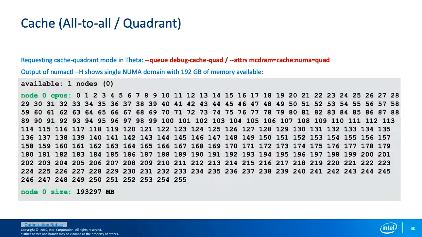So the simplest possible setup you can have would be a cache all-to-all or cache quadrant setup. And if you did numactl -H, this is what you would get. You will see that there's only one NUMA node, number 0, and all the cores are associated with it, and you can see the total size is 192 gigs. The list there is listing every single logical thread ID from 0 to 255. And in red on the top, you have the right way to ask for this if you submit a job with Cobalt here in Theta. Don't worry if the writing is too small, you can get it from the slides later.